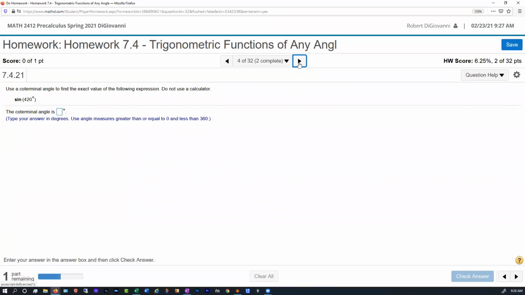Okay, so use coterminal angle to find the exact value of the following expression. So for this, do kind of what we did last class. I'm looking at 420 degrees. And if I subtract 360 from that, then I get 60 degrees. So I'm at 60 degrees, which is up here. And I want sine. So this is 1/2, √3/2. So sine is the y coordinate.